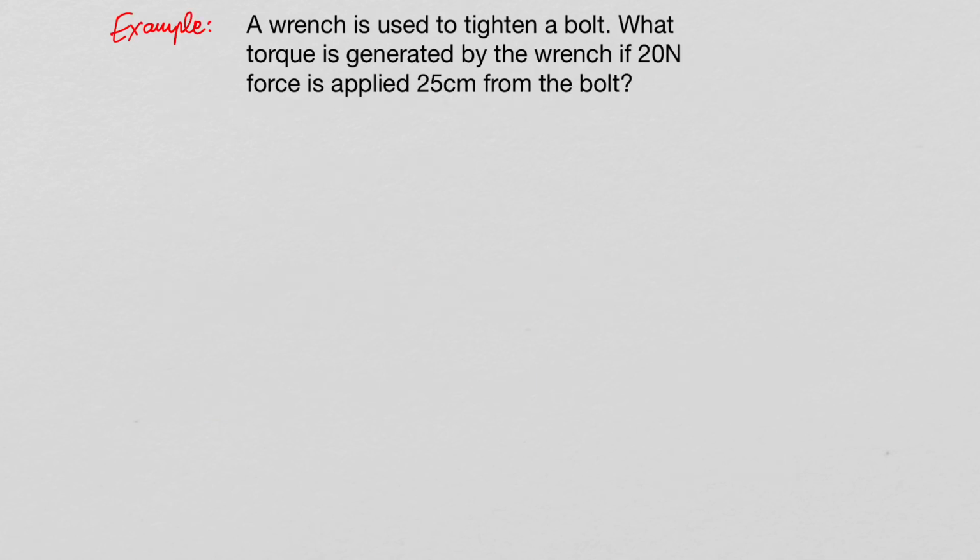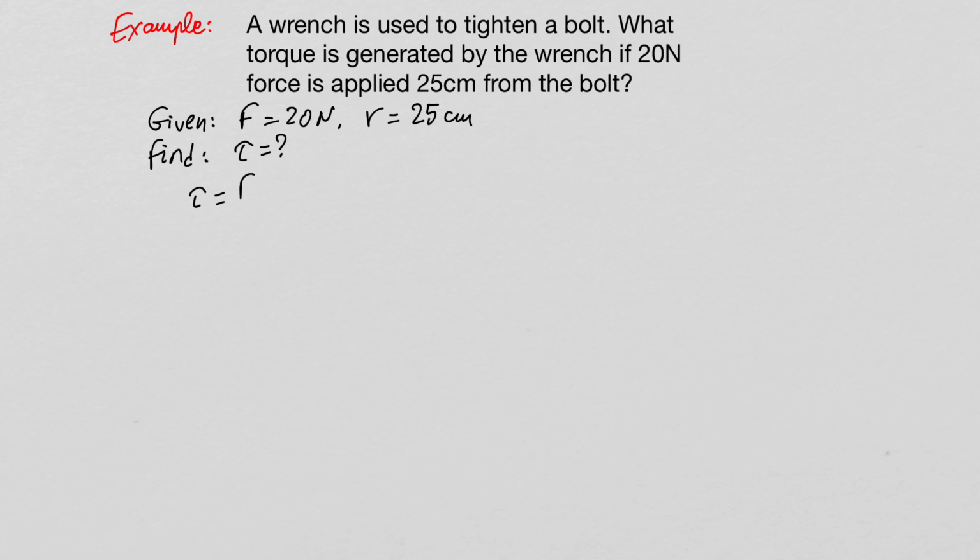Let's do an example problem. A wrench is used to tighten a bolt. What torque is generated by the wrench if 20 newtons of force is applied 25 centimeters from the bolt? So let's see what we know. We know the force that's applied, so that is 20 newtons. We know the torque arm, which is the distance from where the force is applied to the axis of rotation, so that is R, which is 25 centimeters. We want to find the torque generated by that force.